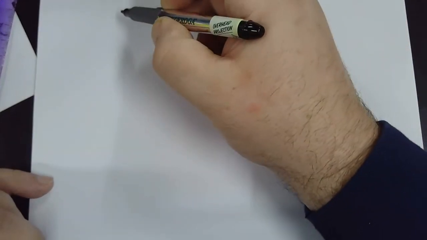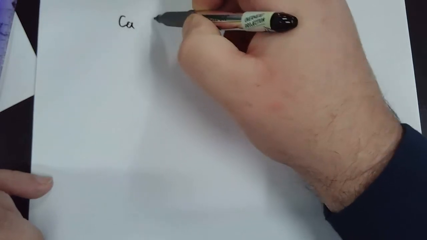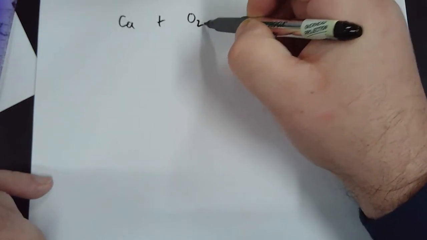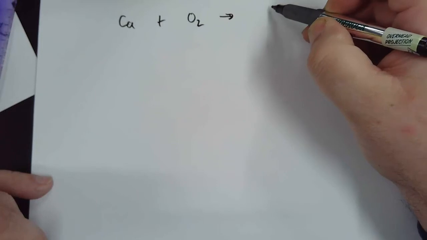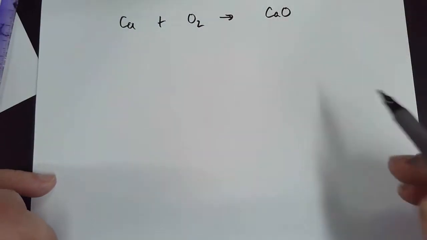Okay. The next one is the one that catches people the most, because they think, well, technically I'm right because I have the correct number of particles. But you have to be aware that it has to represent what the equation is telling us. So our equation for number 2 says I have calcium plus oxygen, which produces calcium oxide.